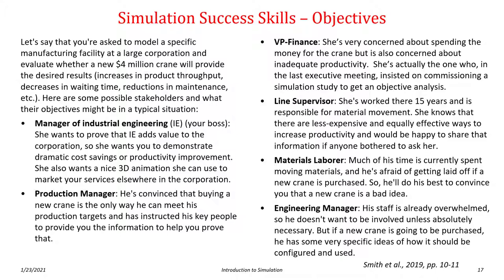And so clearly what we see is that different stakeholders are going to have different ideas of what needs to be done. In this case, the manager of industrial engineering, your boss, wants it to be a good project, wants it to look good, wants to market the group's capabilities. The materials laborer, on the other hand, is afraid that if you get the crane, they're going to lose their job. So they don't want the crane. When you think about having a successful project, the first thing you have to understand is who the stakeholders are and what the specific objectives of your modeling exercise are.